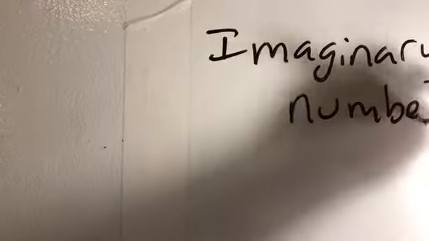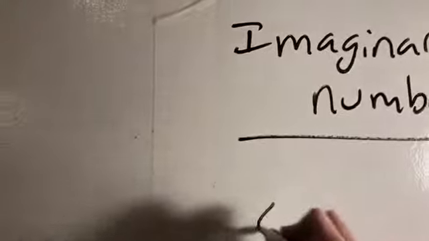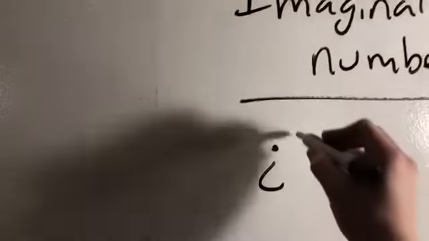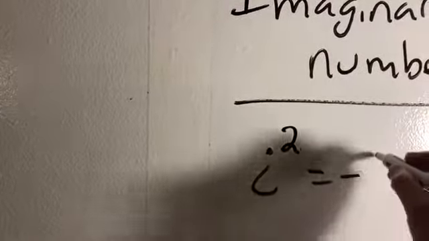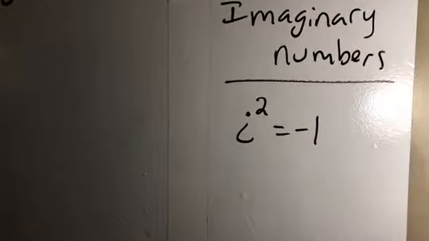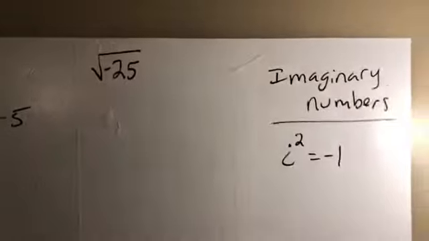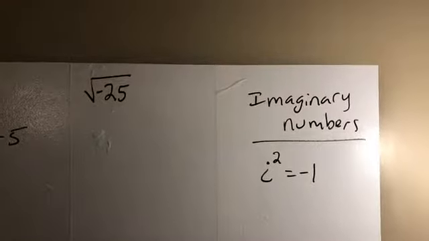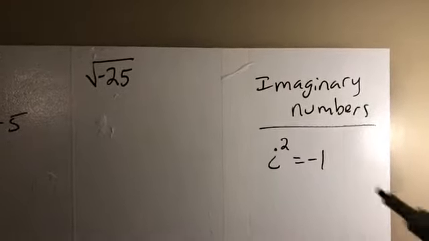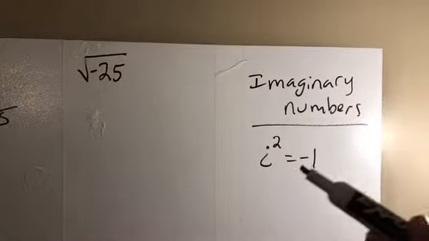So we have to have something called imaginary numbers. And the biggest thing to understand in math is whenever you see the little i, i squared is the same thing as negative 1 every single time. So when we are answering a question like the square root of negative 25, all we need to know is that i squared will equal negative 1.